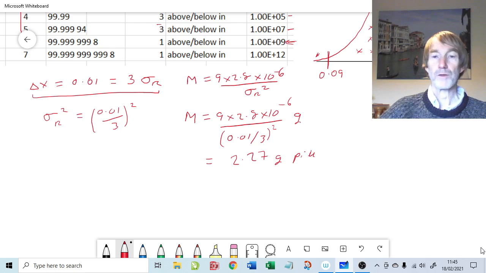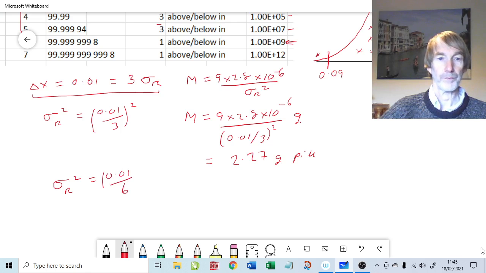If we do the same calculation with 6 sigma, so let's put that underneath. It's the same variation around the mean, 0.01, only now we're at 6 sigma, where we know that we're talking 1,000 million pills. Then that gives us a value of 9.07 grams as the mass of the pill.